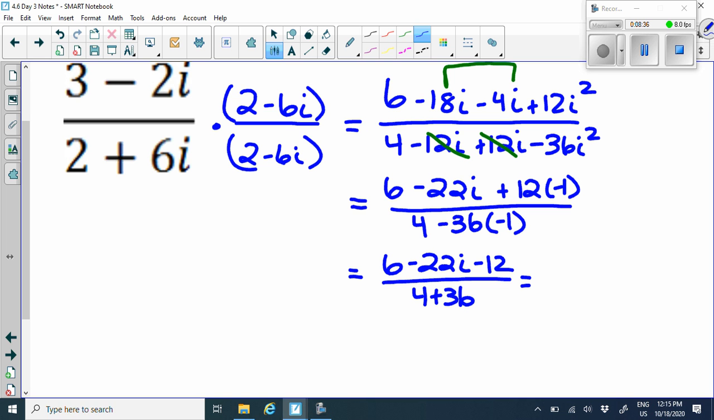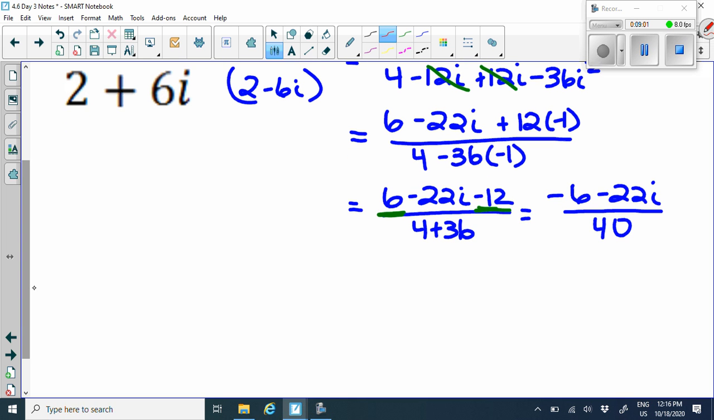Okay, now once again, combine like terms. I'm going to have to do 6 and then minus negative 12, or minus 12 there. So that gives me negative 6 minus 22i over, I do 4 plus 36, that gives me 40 here. Okay, now I need to write this in standard form. So I need to do my a part, which is the real, and then I need to do my imaginary. So the real is going to be that negative 6 over 40. So that's going to have that. And then I do have that negative 22i.